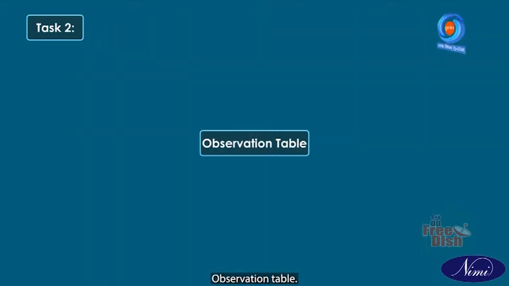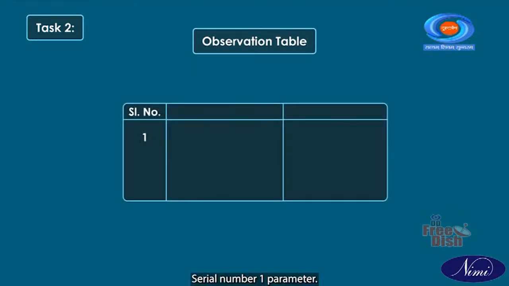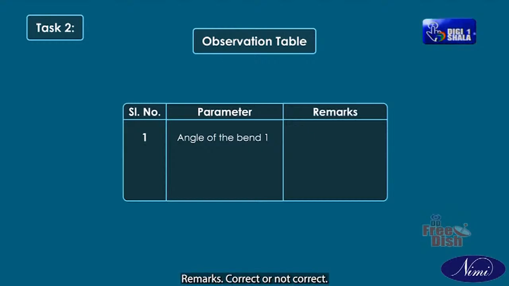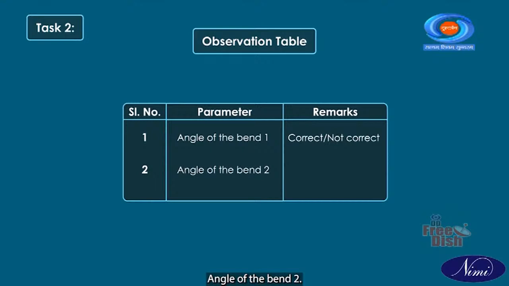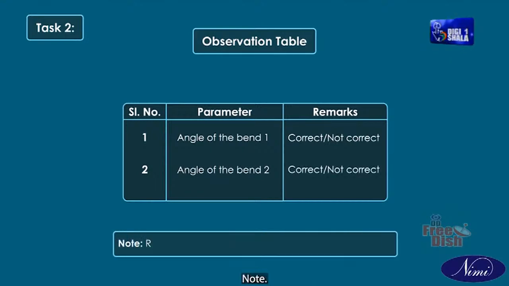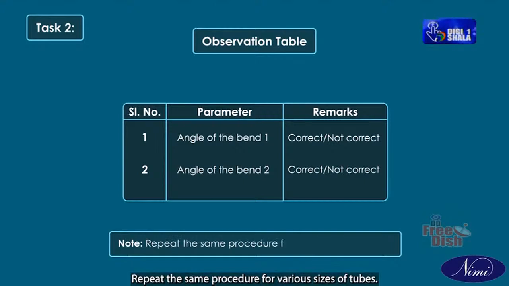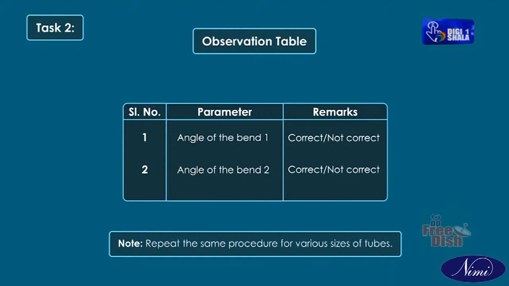Observation table. Serial number 1. Parameter: angle of the bend 1. Remarks: correct or not correct. Number 2. Angle of the bend 2. Correct or not correct. Note. Repeat the same procedure for various sizes of tubes.